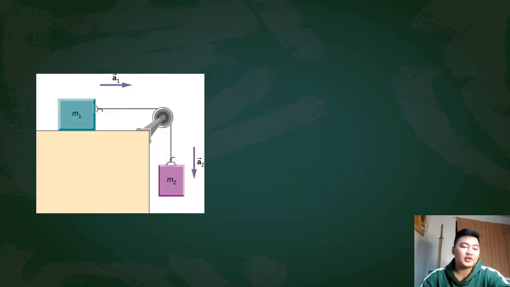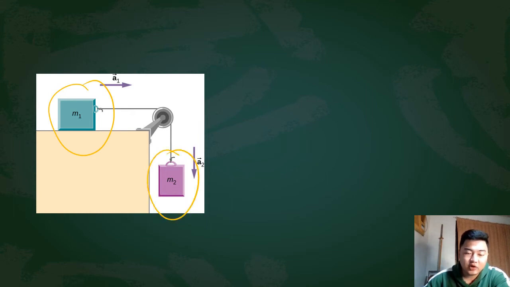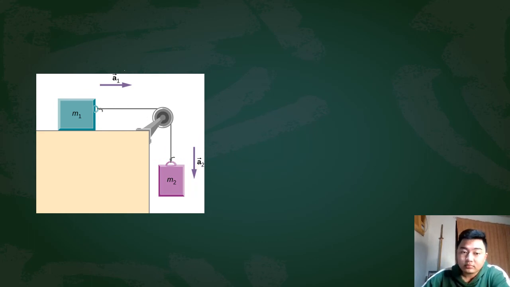Next, another example. So you have here two objects, and remember, when you have two objects, we need to make individual free body diagrams for them. So we have mass 1 and mass 2. So what will be the free body diagram in these two objects? If we look at it, we can see that the objects are accelerating. So this object is accelerating to the right, and this one is accelerating downward.